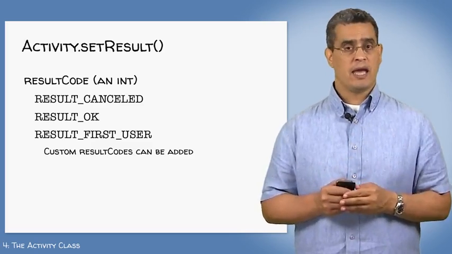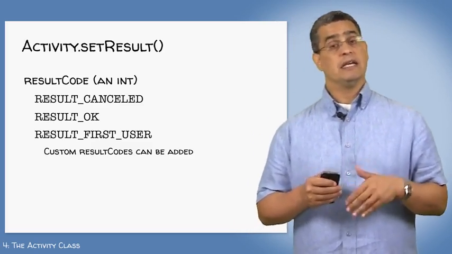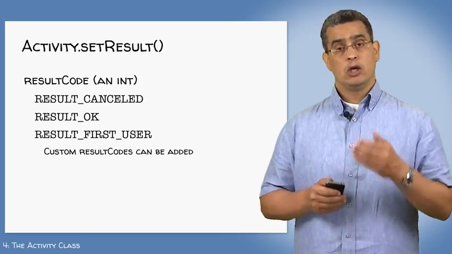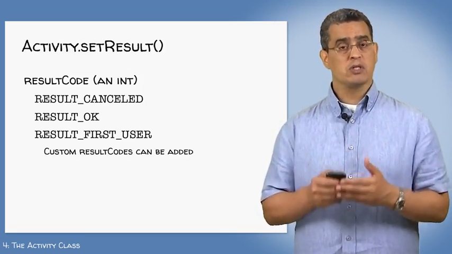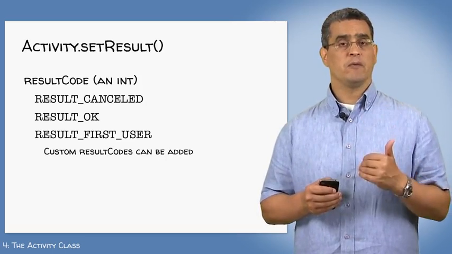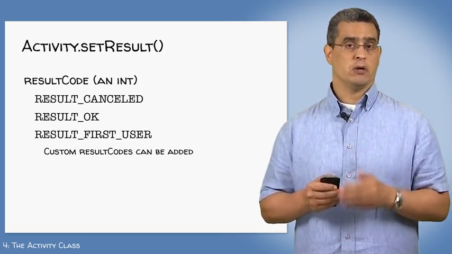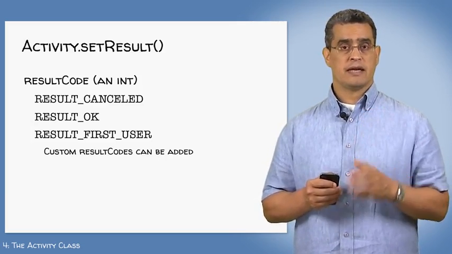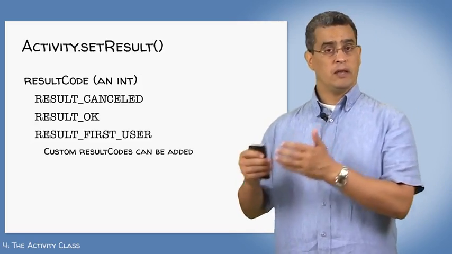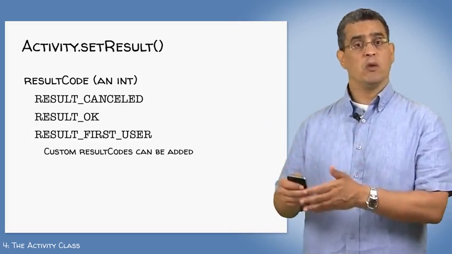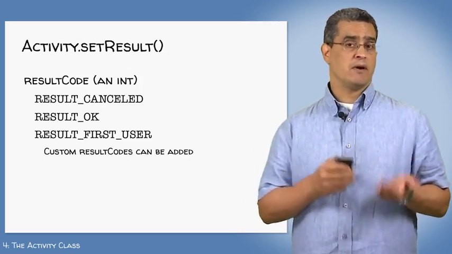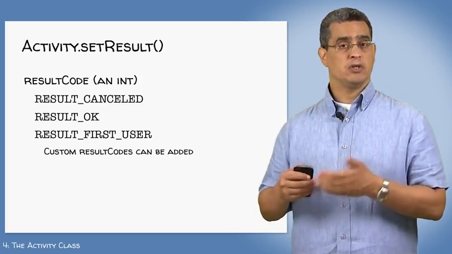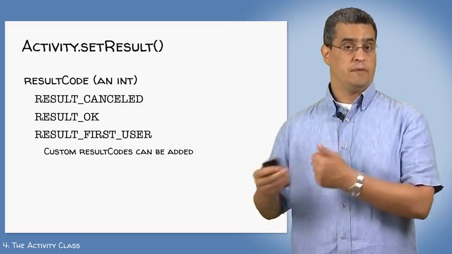And result OK, indicating that the activity, in fact, completed normally. Developers can also add custom result codes after the built-in result code result first user. Now, before the activity ends, the activity must set its result by calling setResult. And this result will eventually be transmitted back to the calling activity via the call to onActivityResult.